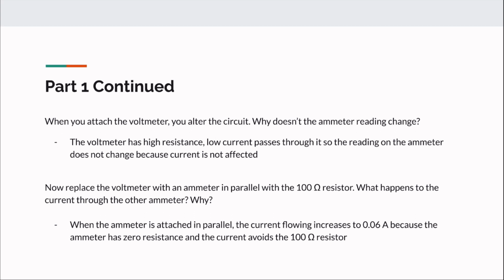And now the second question, which is: now replace the voltmeter with an ammeter in parallel with the 100 ohm resistor. What happens to the current through the other ammeter and why? When the ammeter is attached in parallel, the current flowing increases to 0.06 amps because the ammeter has zero resistance, which was one of our assumptions, and the current avoids the 100 ohm resistor.